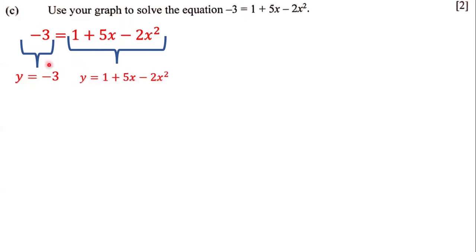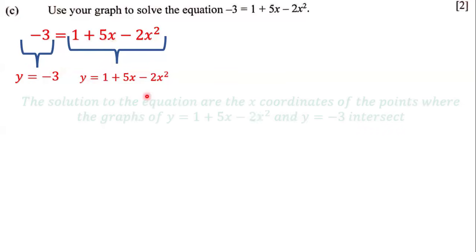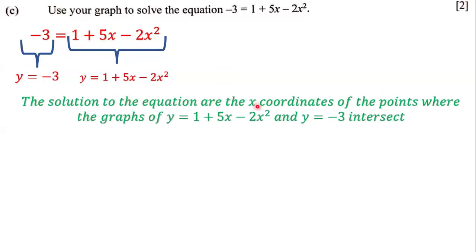And where these two graphs intersect, that's going to be the solution for this particular equation, where these two graphs meet, right? And so the solutions to the equation are the x coordinates of the points where the graphs of y is equal to 1 plus 5x minus 2x squared and y is equal to negative 3 intersect. So we have to figure out where these two graphs intersect, and the x coordinates are going to be our solution to our question.